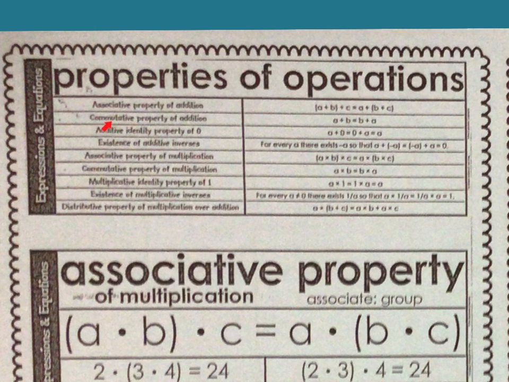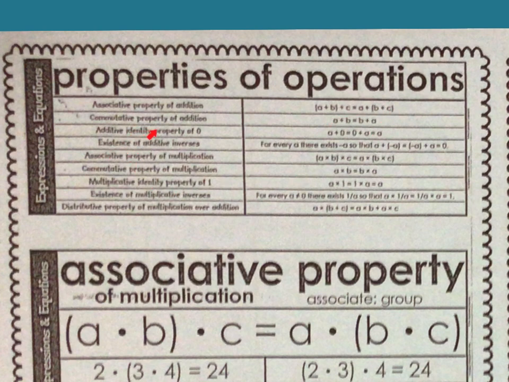Commutative property. If you commute, it means you move. So some people have to commute to work. That means that they have to travel. It means they move somewhere. And so as you can see right here, what the difference in between the equal signs is that A plus B is B plus A. So they moved. The numbers actually moved.